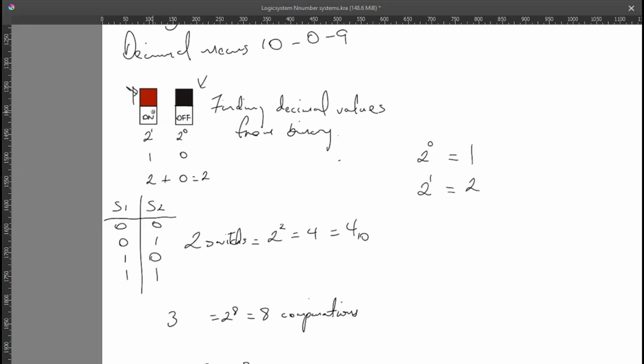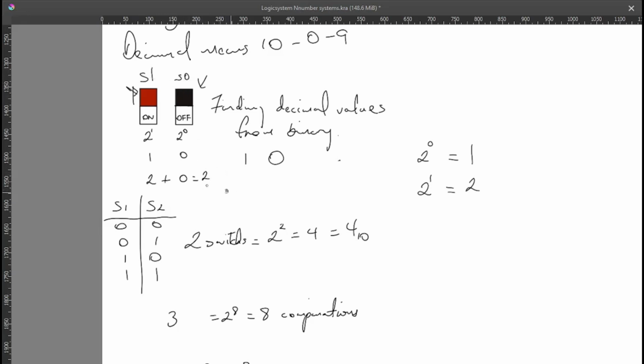The question is asking: if the switch on the left-hand side is on and the switch on the right-hand side is off, what would be the decimal value? It's easy to write the binary value because we know on is 1 and off is 0. So we get 1 and 0. These switches usually have names, but let's call this switch 0 and this switch 1.